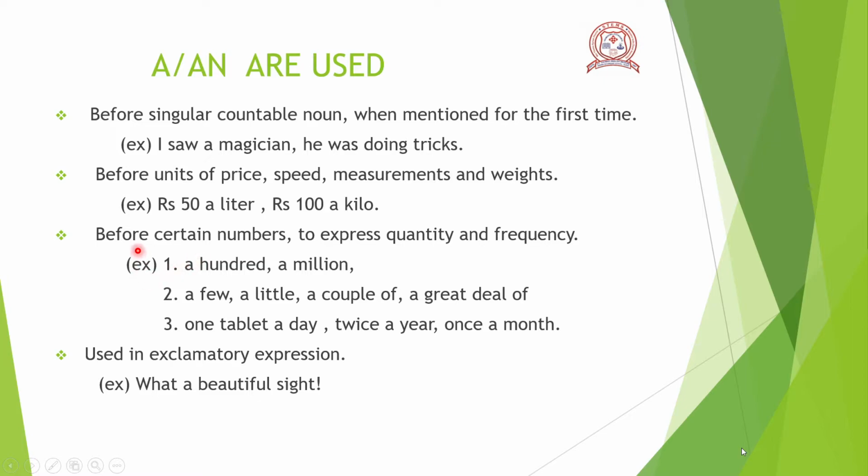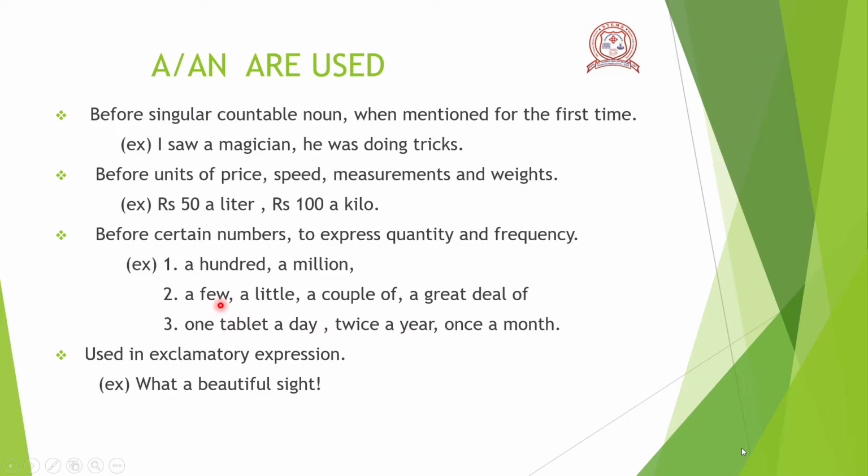The third point is before certain numbers to express quantity and frequency. A or an is used before certain numbers to express quantity or frequency. The first example, a hundred. These are certain numbers, right? A hundred, a million. Second, a few, a little, a couple of, a great deal of.